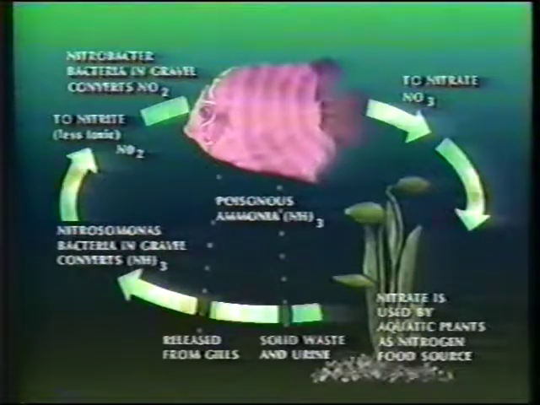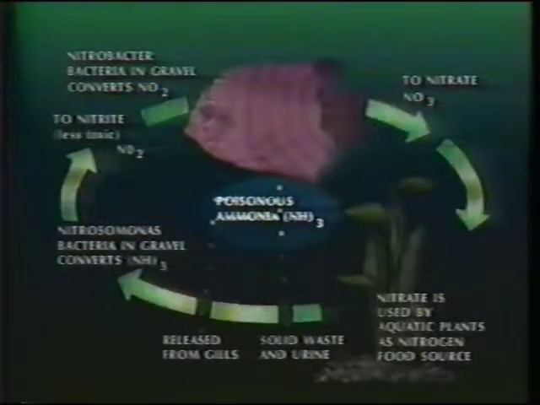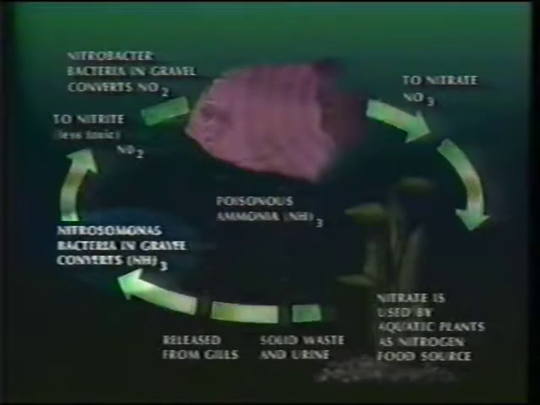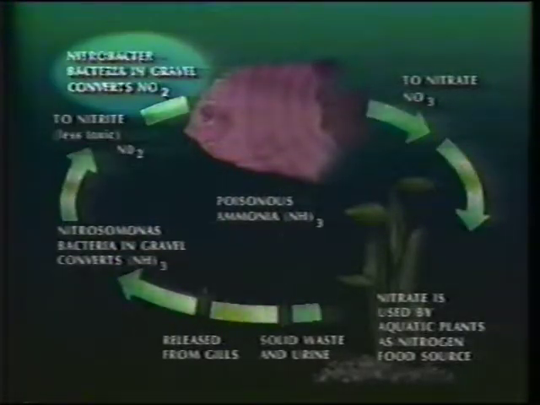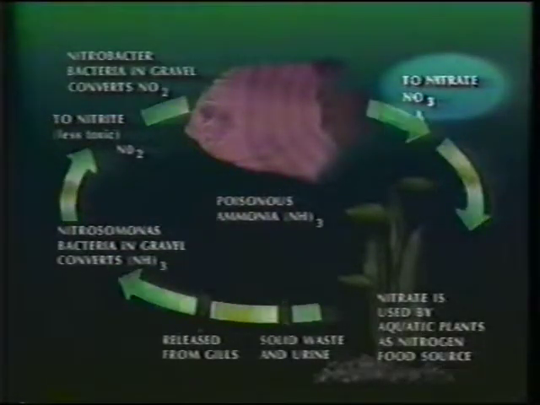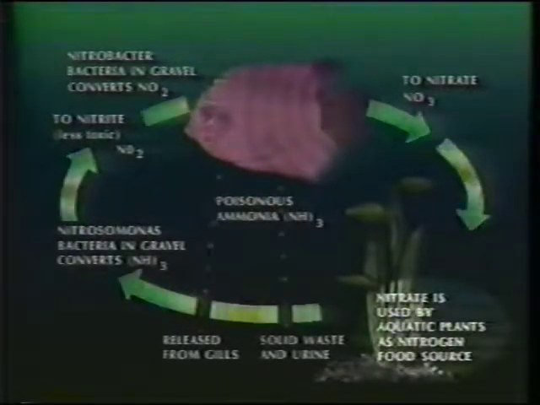This takes place in 4 stages. The fish release poisonous ammonia. One type of natural bacteria convert the ammonia to nitrite, which is harmful. Another type of natural bacteria transform the nitrite to nitrate, a relatively harmless chemical that is then used by aquatic plants and algae as a food source.